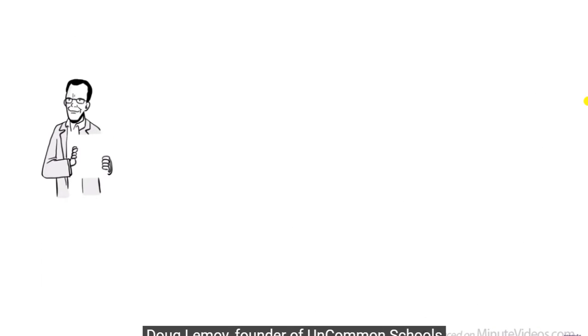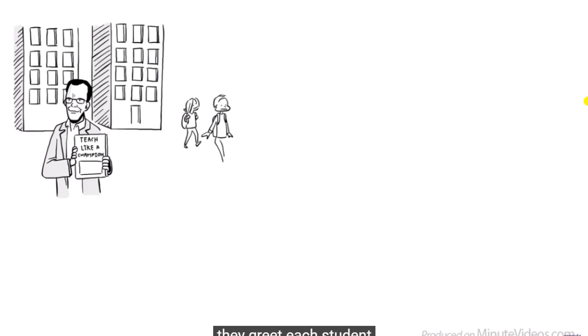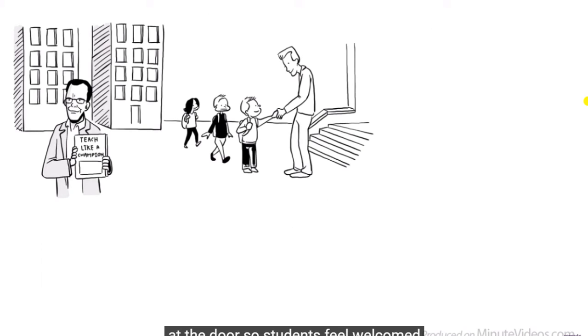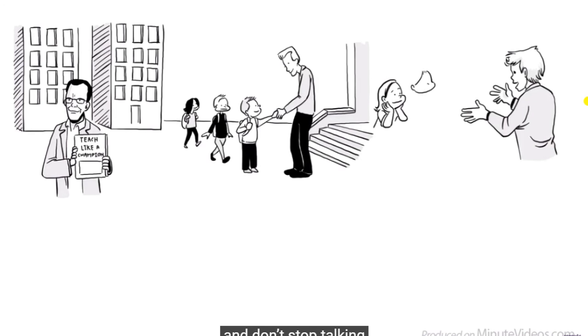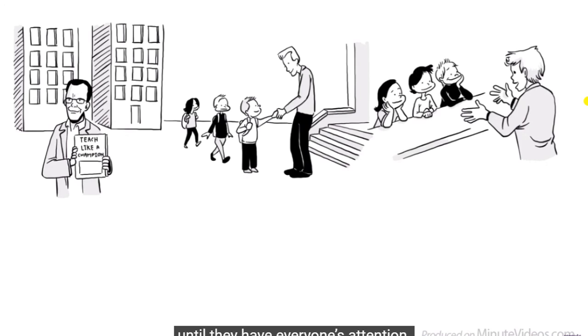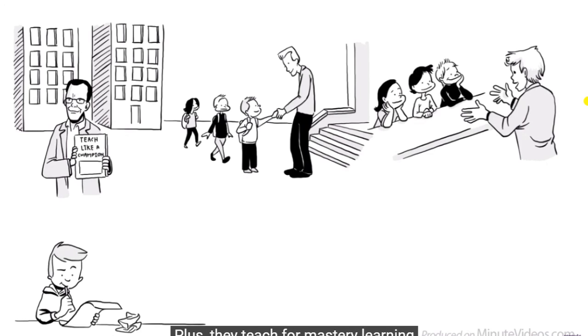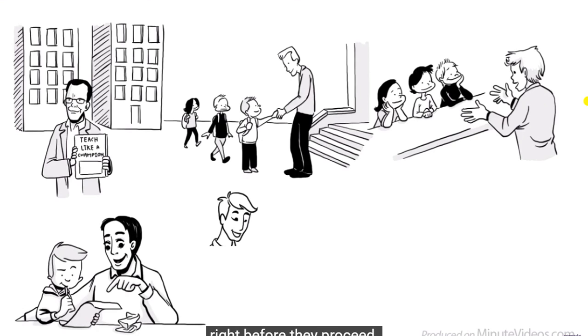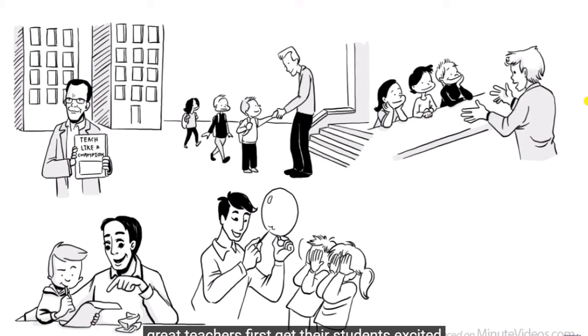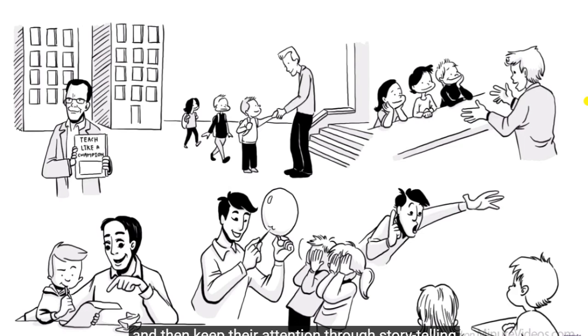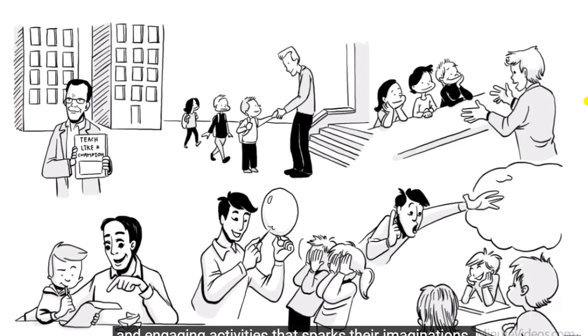Doug Lemov, founder of Uncommon Schools and author of Teach Like a Champion, identified many methods that great teachers use. They greet each student at the door so students feel welcomed and acknowledged of their existence. Later, they use a strong voice and don't stop talking until they have everyone's attention. Plus, they teach for mastery learning to ensure students get it 100% right before they proceed. But maybe most importantly, great teachers first get their students excited and then keep their attention through storytelling and engaging activities that spark their imaginations.